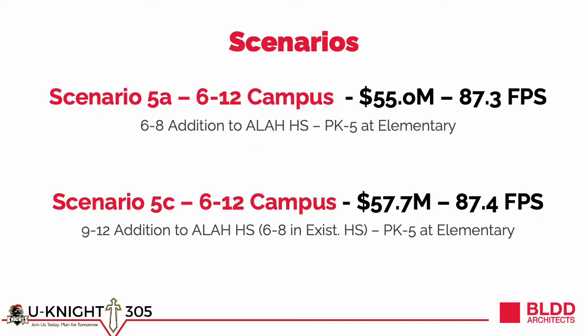So in summary, we have two scenarios that end up with a 6-12 campus on the existing Arthur High School site and pre-K-5 at the 3 elementary facilities. Again, 5A accomplishes this with new facilities for 6-8, with a total cost of approximately $55 million and an overall functional score of 87.3. 5C accomplishes this building from the other end, if you will, the upper grades, where the new addition supports 9-12 students, with 6-8 students taking occupancy of the existing high school building. Now, this costs roughly 5% more at $57.7 million and has a very similar performance score of 87.4.